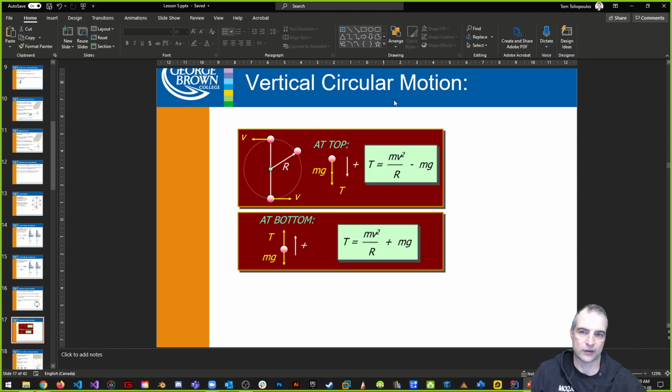At the top, this is for vertical circular motion, T, the tension on the cable, is equal to mv squared over r minus mg. This is only for vertical circular motion that's non-uniform, guys. Non-uniform circular motion. It's not the same. The bottom is more than the top, as an example. Whereas the tension on the cable at the bottom is mv squared over r plus mg. So notice that we subtract it on the upward swing and we add it on the bottom swing.